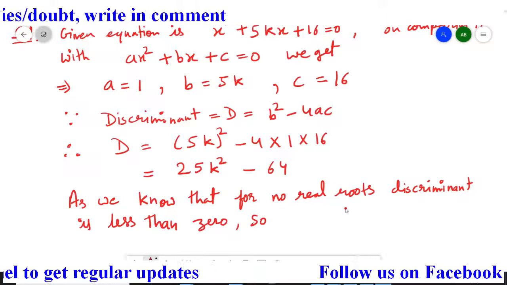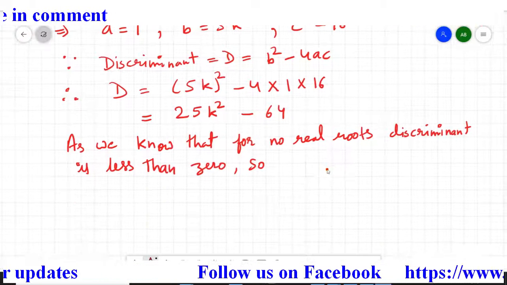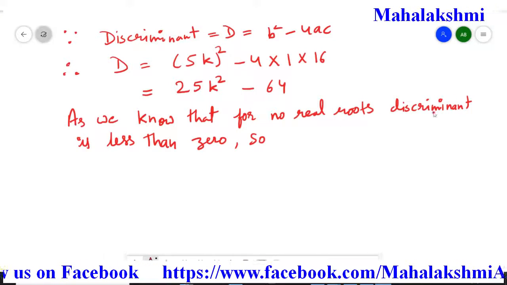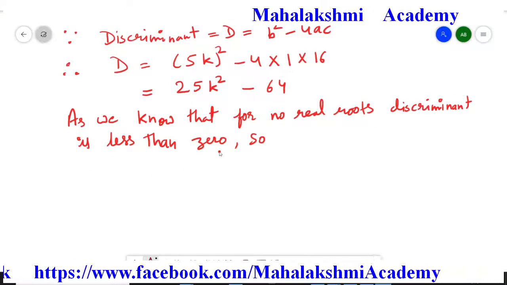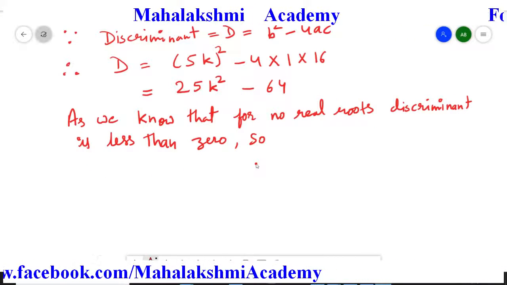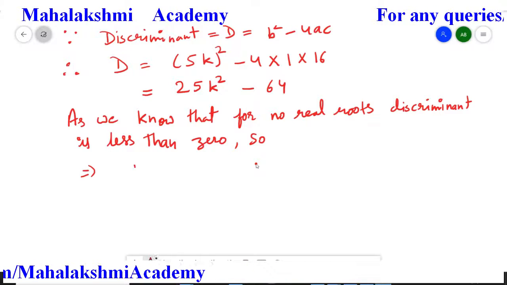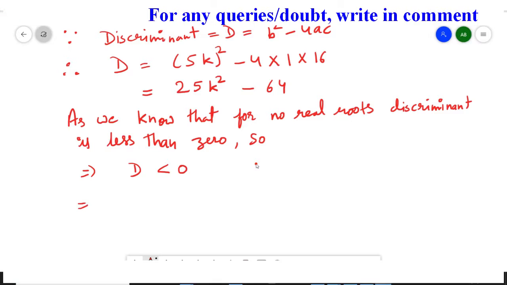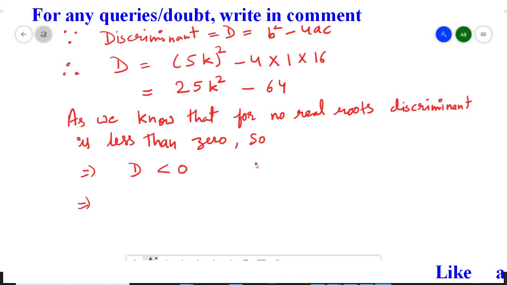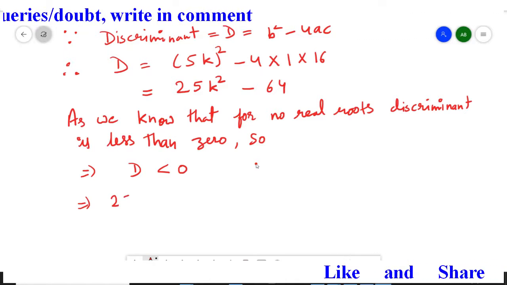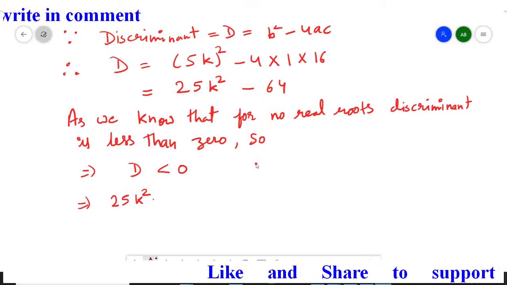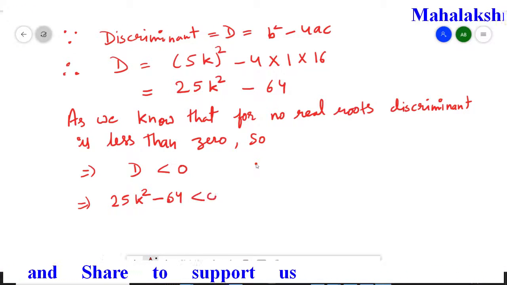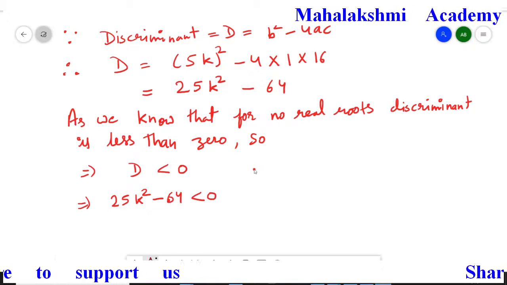So now after mentioning the condition, it's a formula you must have learned, that for no real roots the discriminant is less than 0. So we'll write down here, which implies D is less than 0. Now D's value, which we calculated, is 25k square minus 64 is less than 0. Now we have to solve.